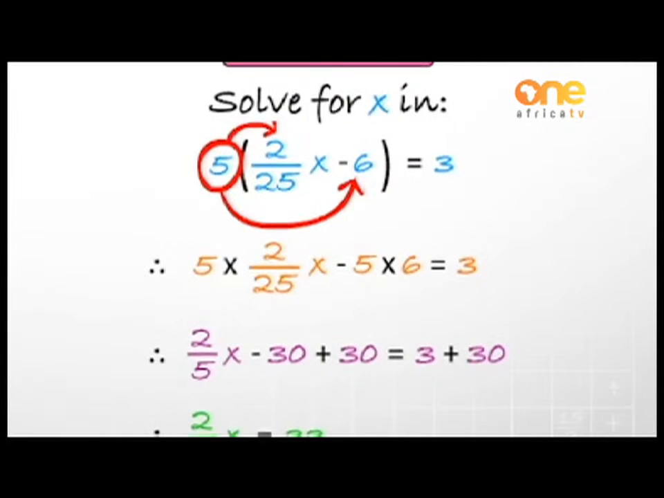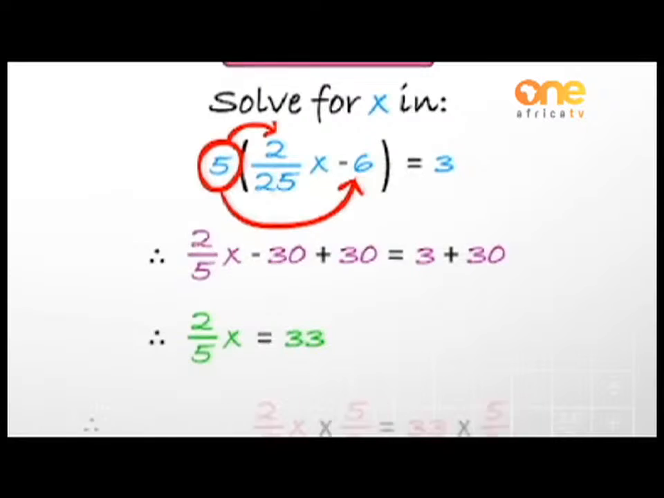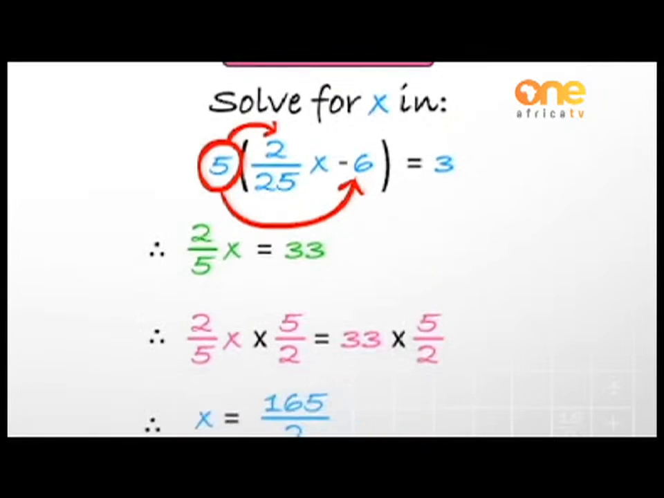Now, to isolate the x, we multiply both sides of the equation by 5 over 2. And so we get 2 over 5x times 5 over 2 equals 33 times 5 over 2. And this then gives us the value of x, which is 165 over 2.